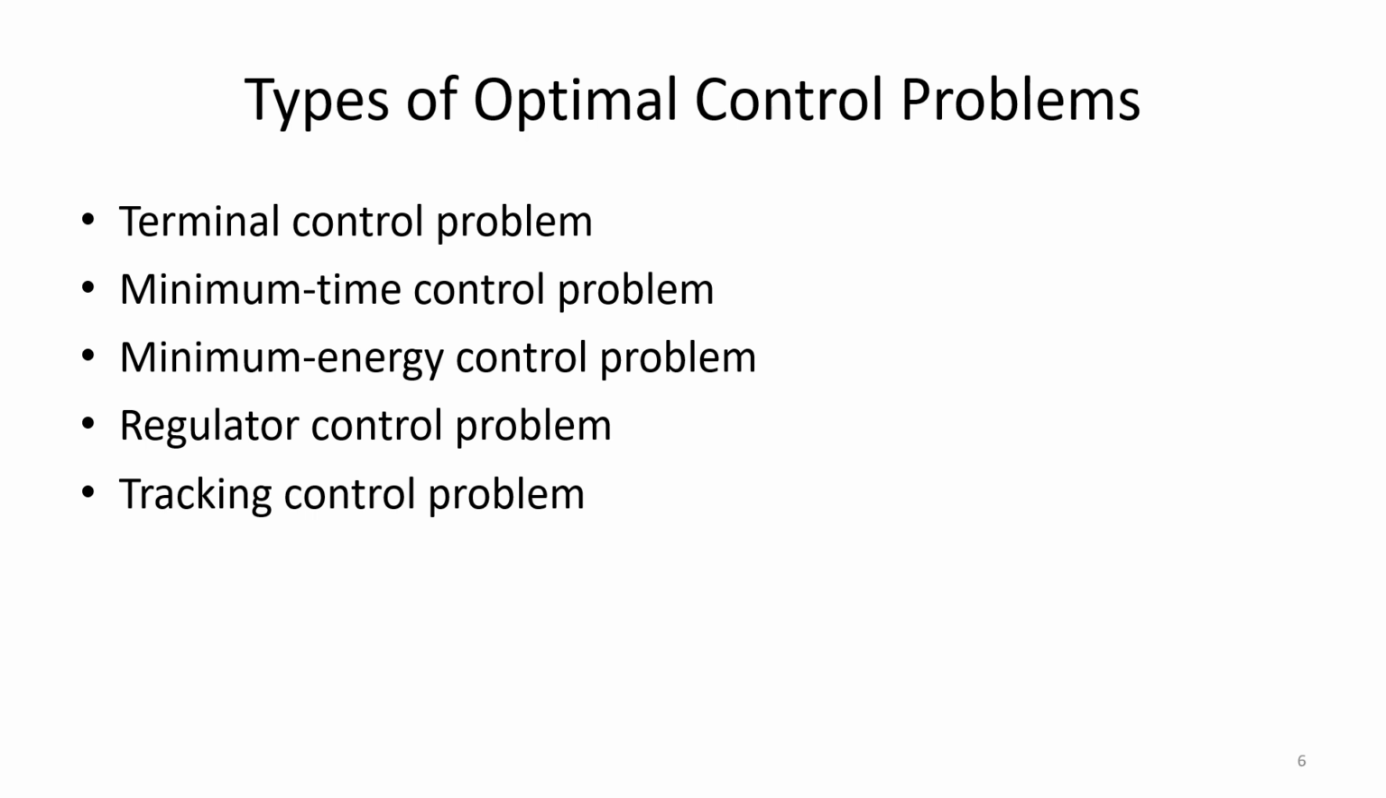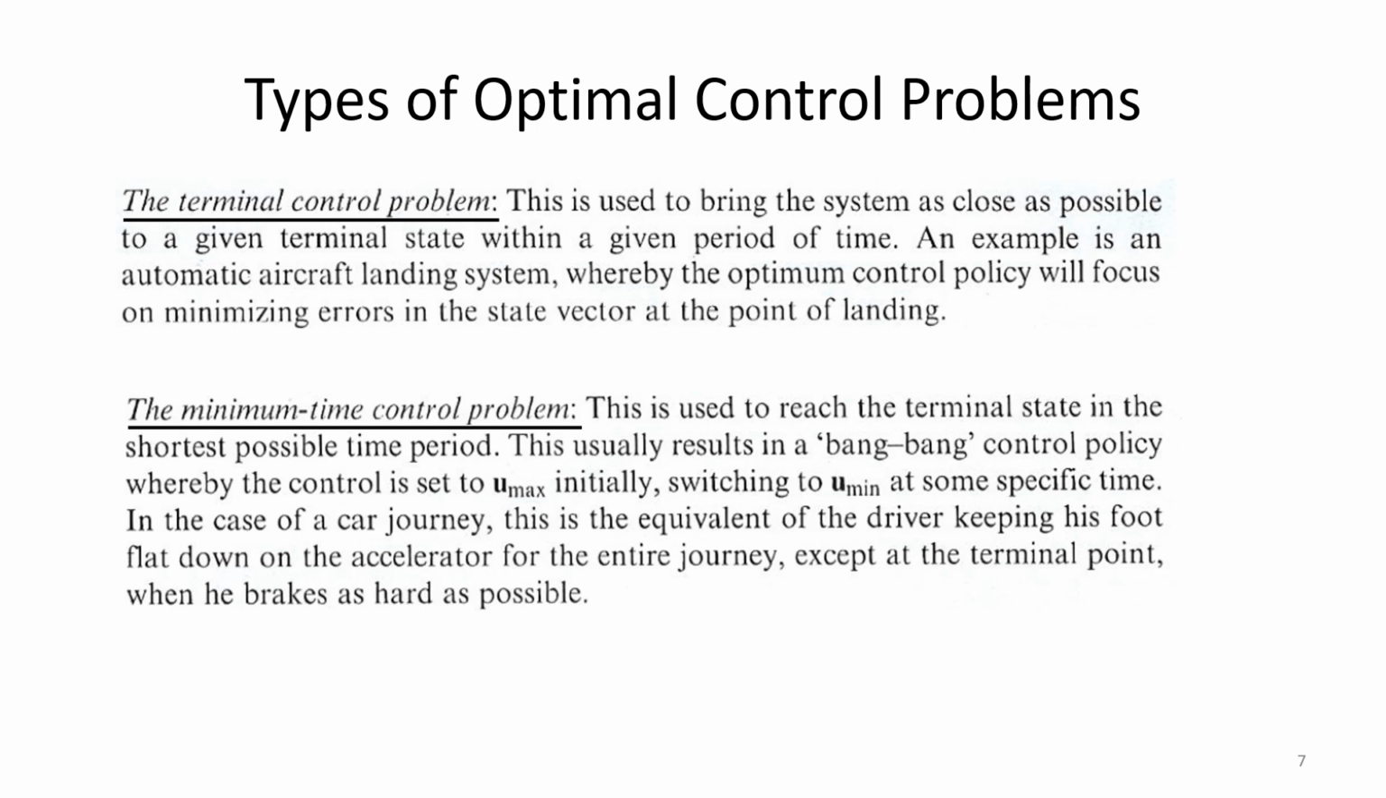The optimal control problem is mainly used in aircraft flight control systems. The first is the terminal control problem, next the minimum time control problem, then the minimum energy problem, followed by the regulator control problem and the tracking control problem. The terminal control problem is mainly used in flight control systems. It brings the system as close as possible to a given terminal state within a given period of time. An example is the automatic aircraft landing system, where the optimal control policy focuses on minimizing the error in the state vector at the point of landing.